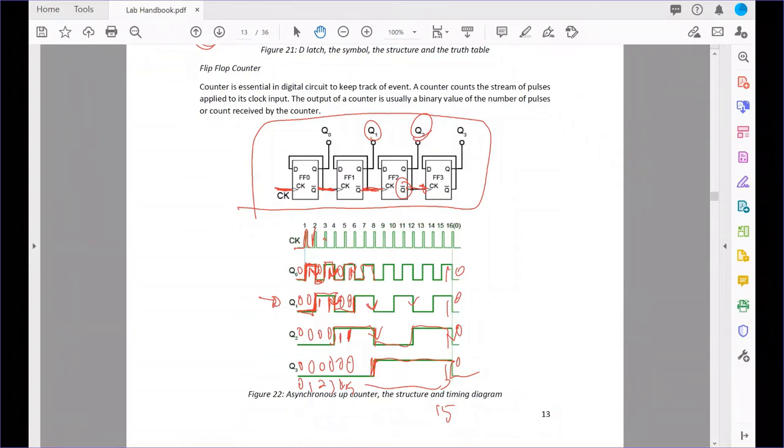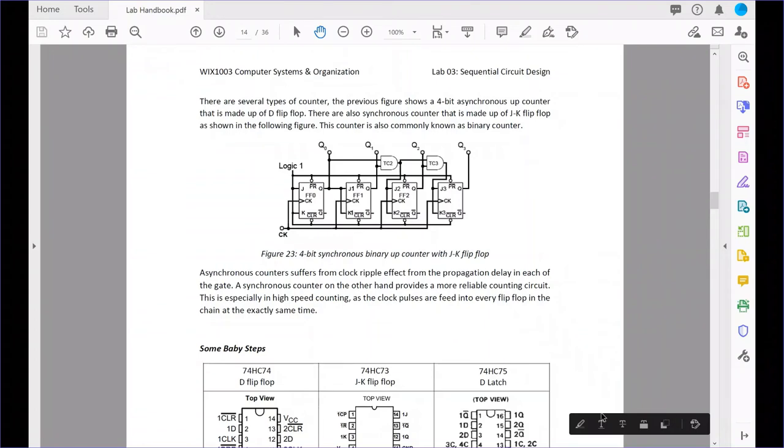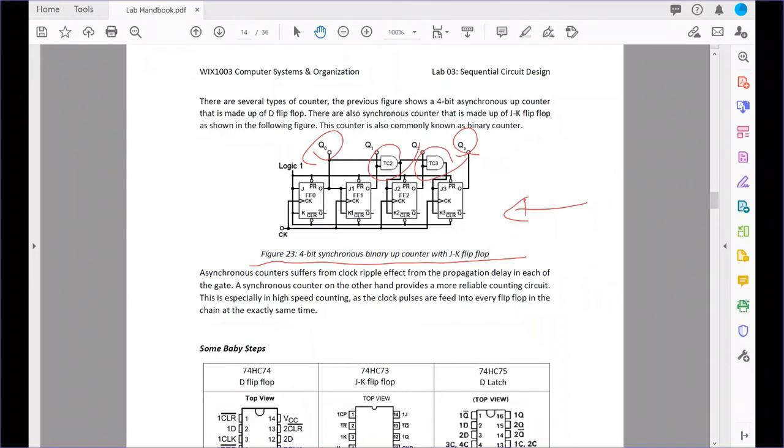So this is how they build the sequential circuits by using the D flip-flops. Apart from using the D flip-flops, you're also able to build the synchronous up counter by using the JK flip-flops and also AND logic gates. Okay, so if you want to build a 4-bit up counter, you need 4 JK flip-flops and 2 AND logic gates. So this figure shows you how to build the 4-bit synchronous up counter. The Q0 is the LSB, the least significant bit, and Q3 is the MSB of the synchronous up counter.